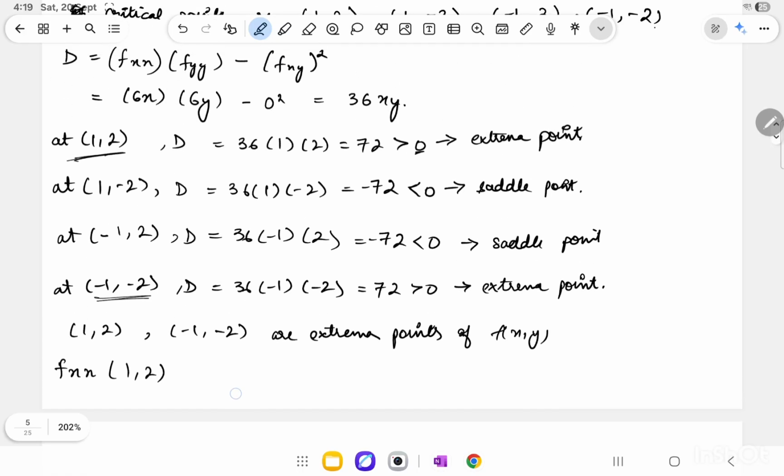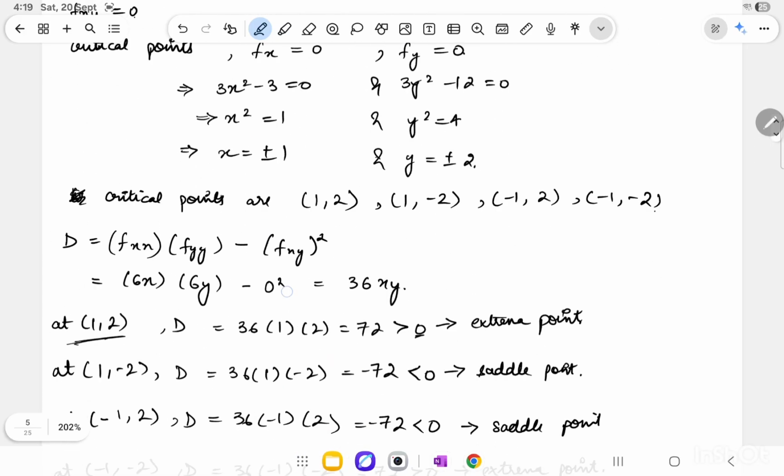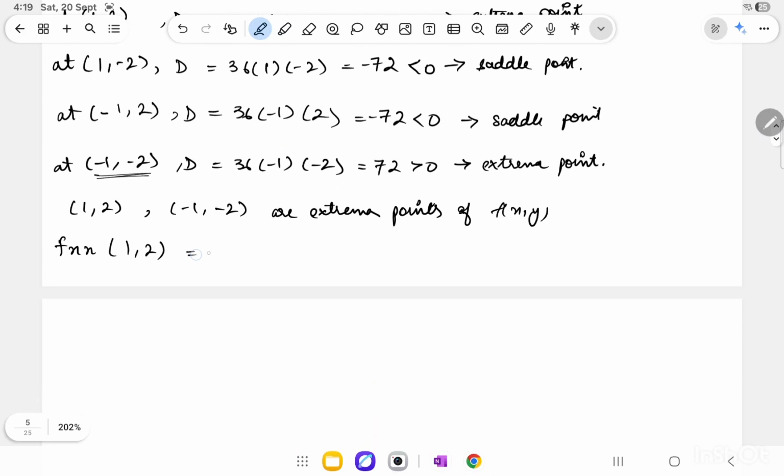So let's check the sign of fxx at (1, 2). So my fxx is basically 6x, I guess. So it is equal to 6x. So that is basically 6 into 1, which is greater than 0. So at (1, 2), function f(x, y) attains minima.